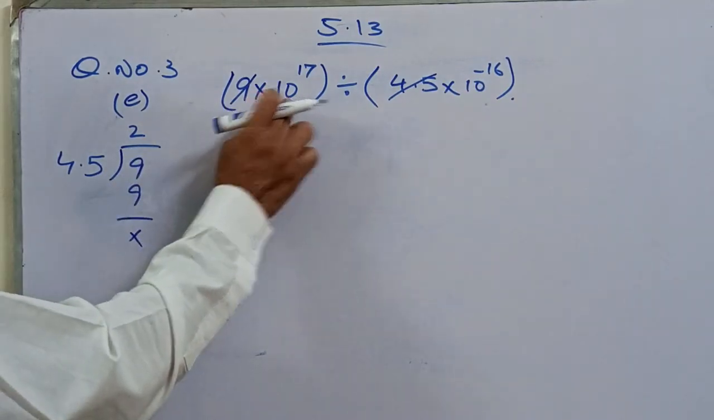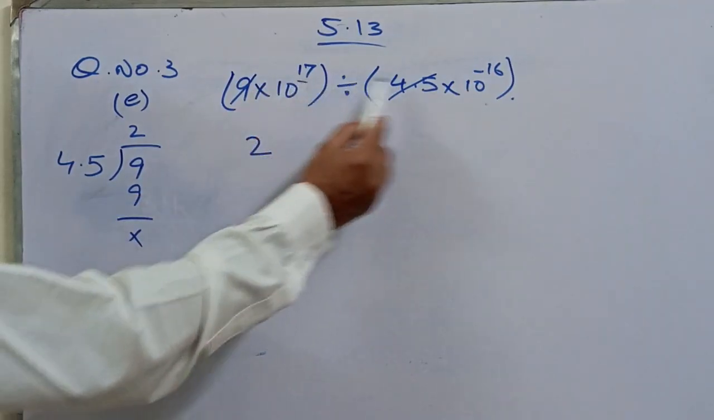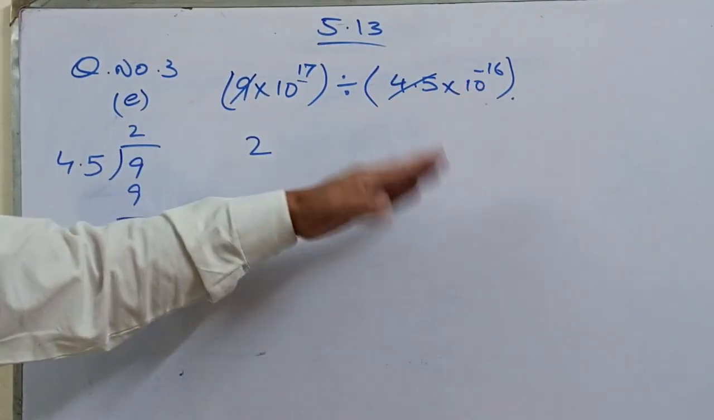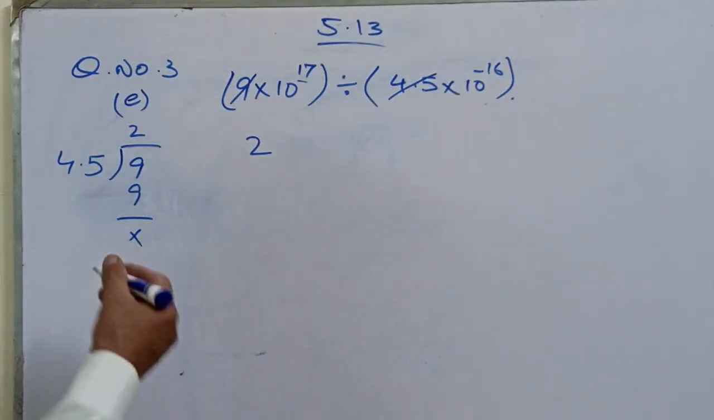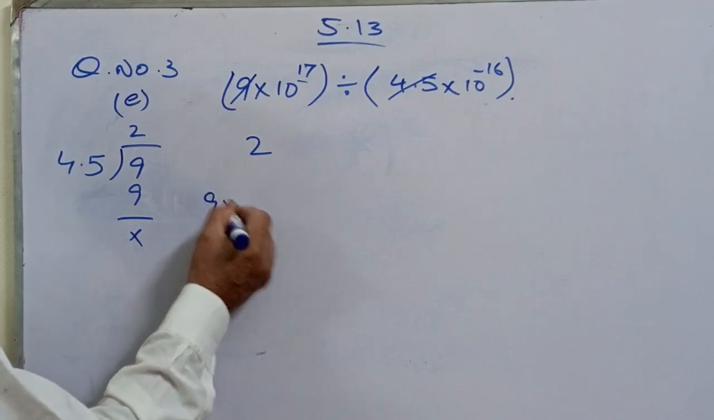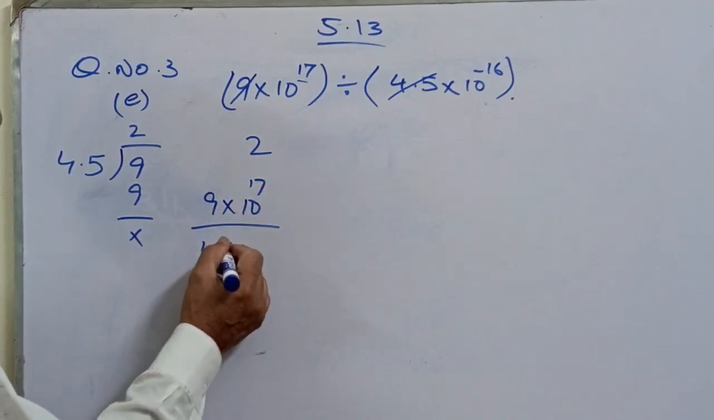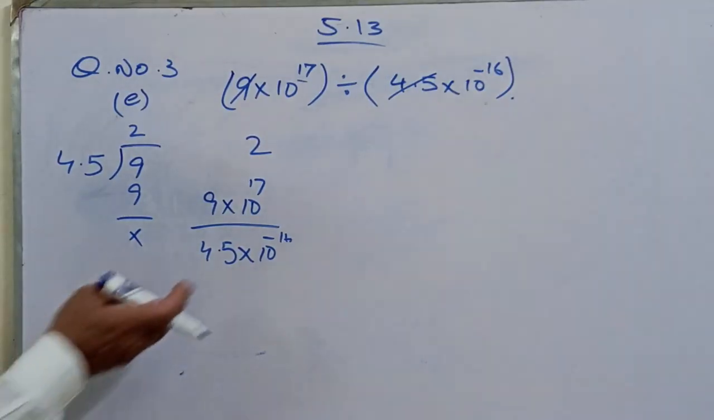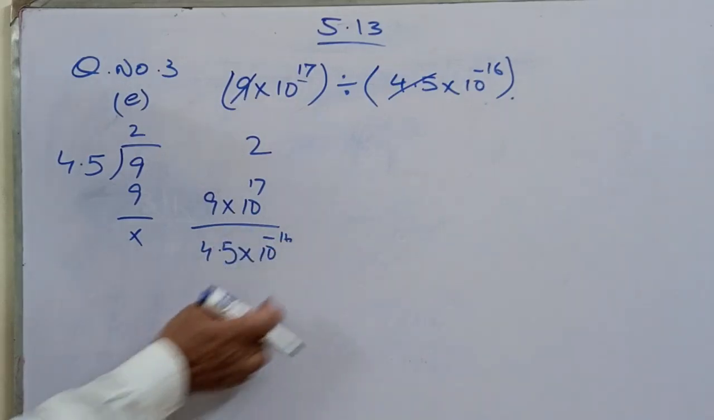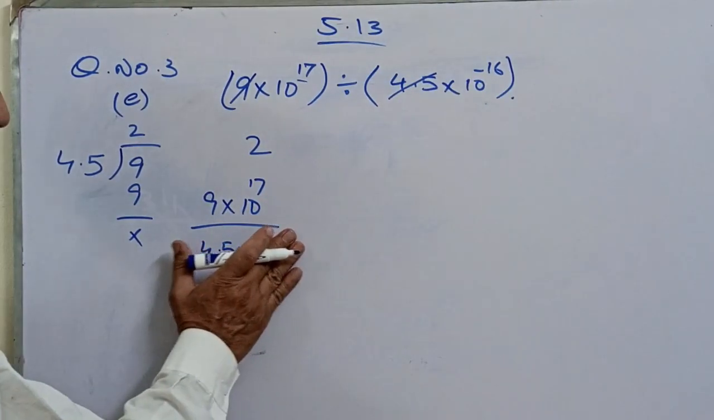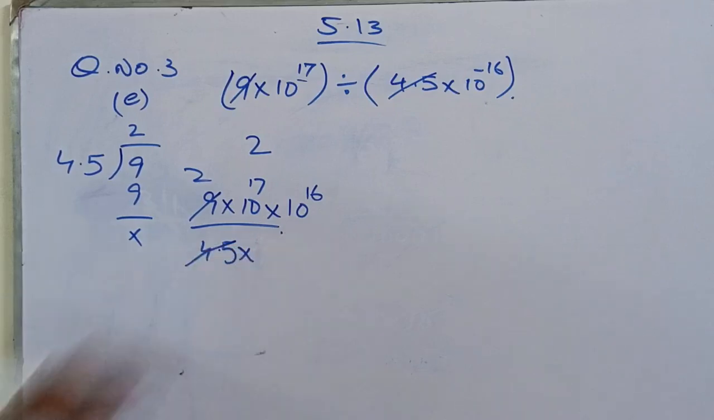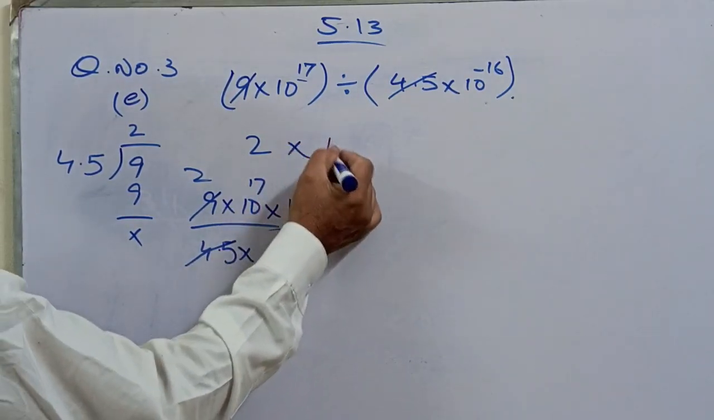Now what about this 10 raised to power 17 and this minus 16? You see that this 10 raised to power minus 16 is in the denominator. When we shift it to the numerator, what will happen? It will become 10 raised to power 16. The sign has been changed from minus to positive.